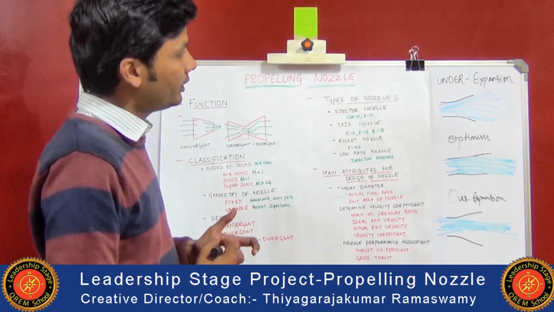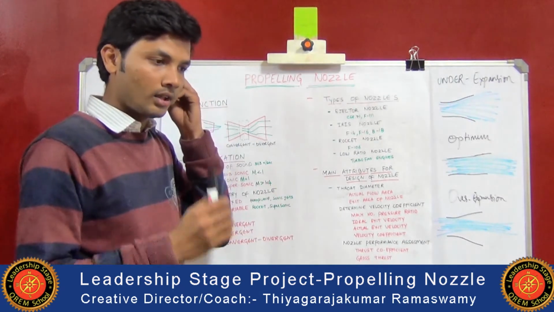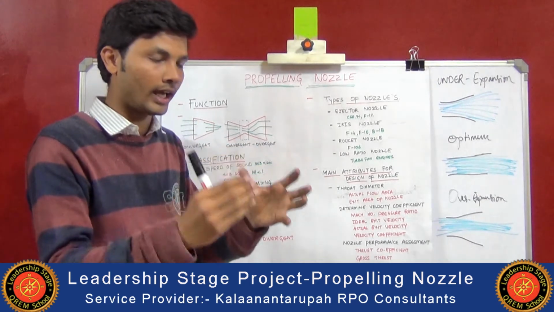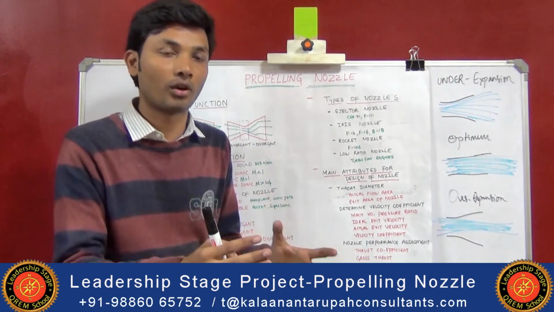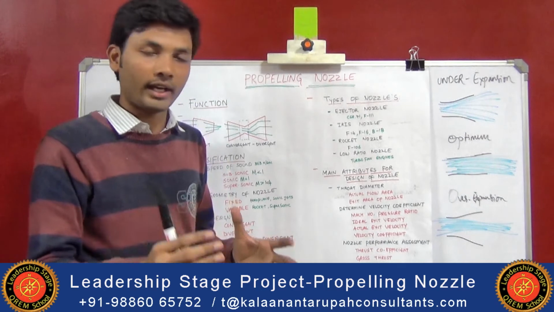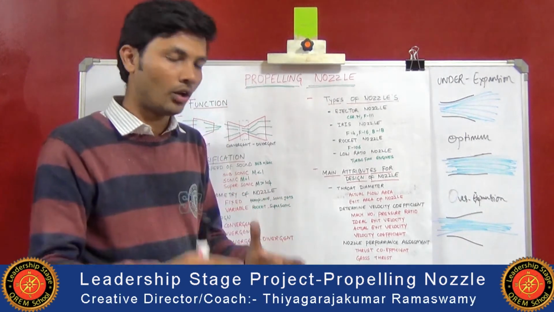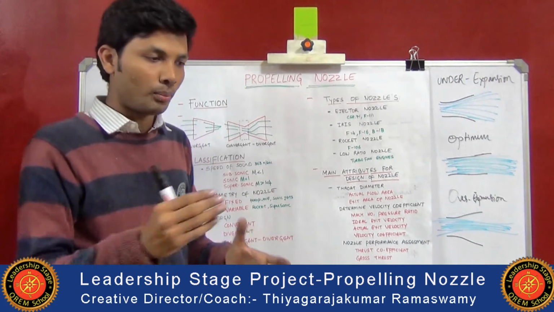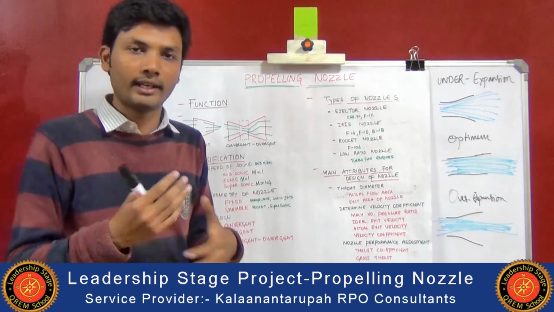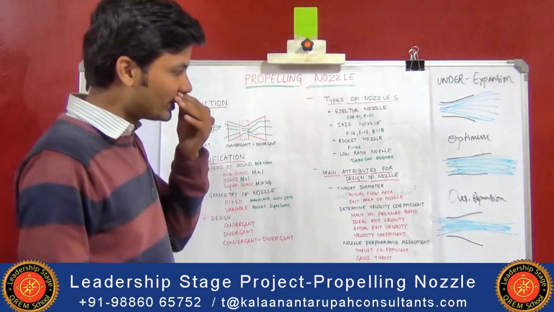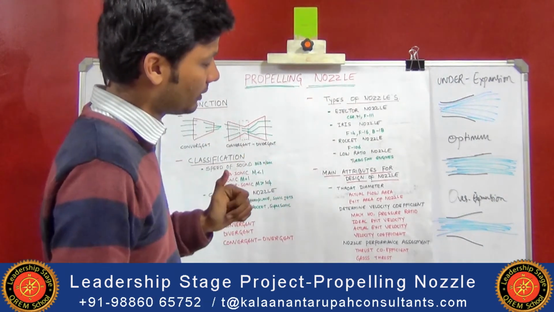So what we see over here is the classification of the nozzle, and everything has to be decided with respect to the requirement of the speed of the aeroplane. What exactly is the speed you need, and in how much time the aeroplane, jet or rocket has to reach its target. Based on all these things, we have to calculate certain attributes to design the nozzle. Now we'll see what the main attributes are for the design of the nozzle.